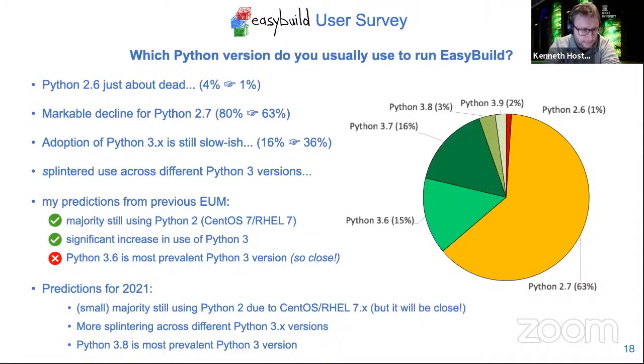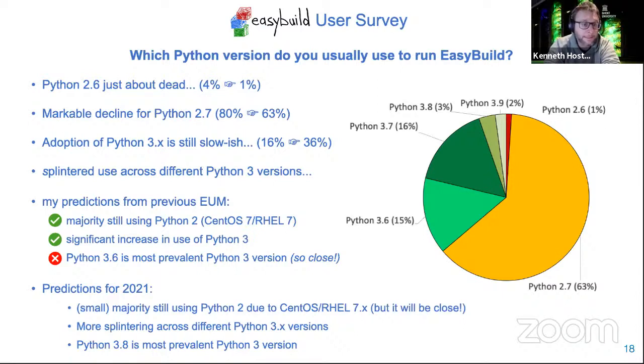While working on these slides, I discovered that I did some predictions last year. So I predicted that most people would still be using Python 2, so that's the case. I predicted a significant increase in Python 3 use. That was maybe an easy prediction to make, but that's also the case, going from 16% to 36%. And I gambled that Python 3.6 would still be the most prevalent Python 3 version. I got very close to that, but it's actually Python 3.7 who is the winner here.